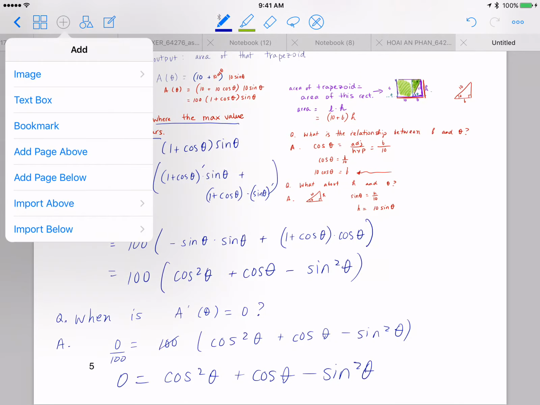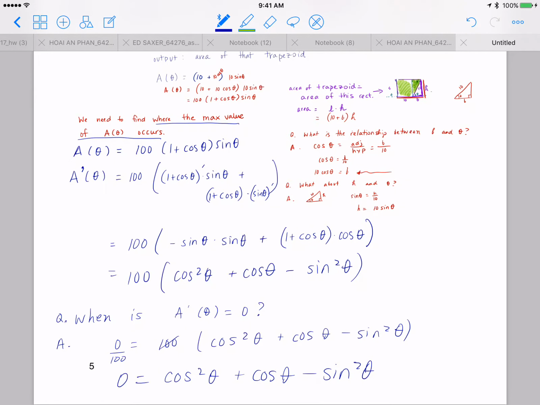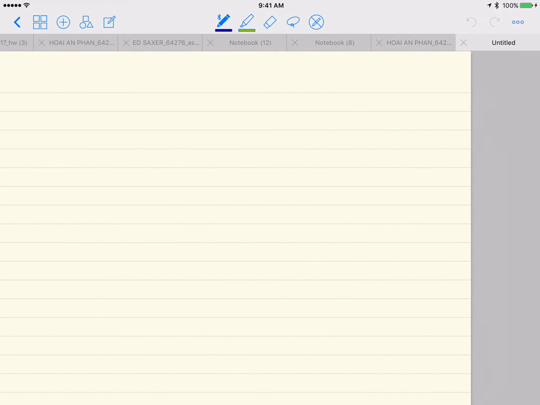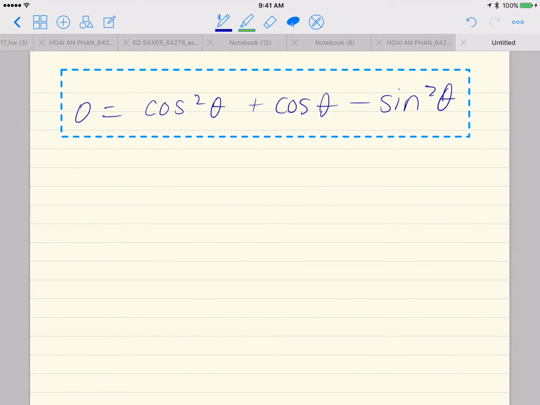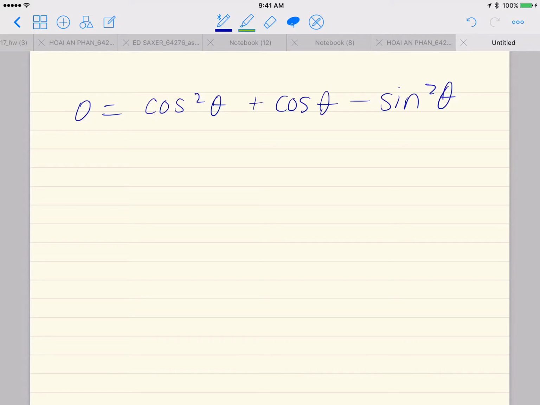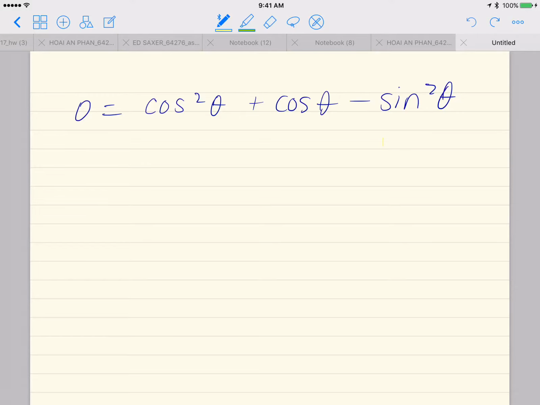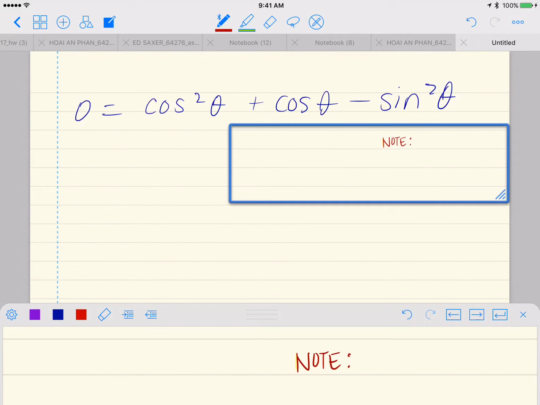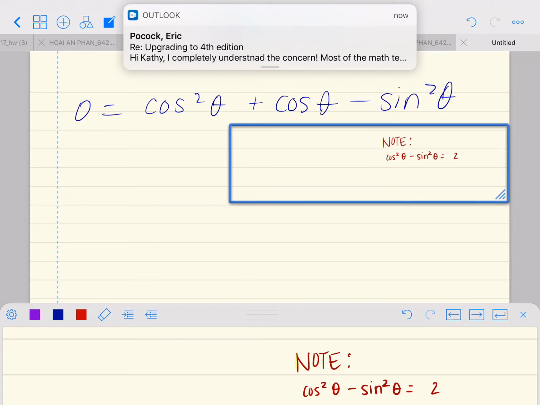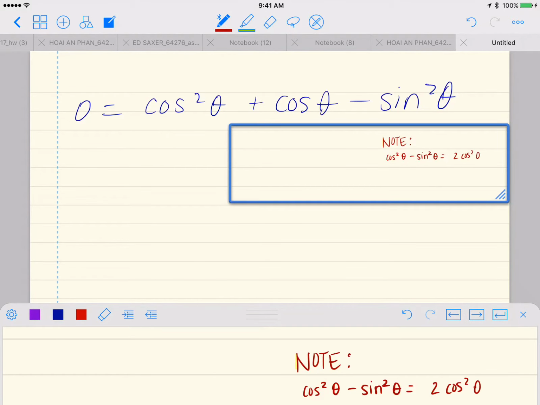And now it's going to be kind of difficult to work with this. Let me actually copy. It'll be difficult to solve this in its current form, so we use the fact that there's a trig identity involving cosine squared theta minus sine squared theta. Okay, so this is what we're trying to solve. So let me put it as a side note here. The side note is that cosine squared theta minus sine squared theta is equal to, I think it is, 2 cosine squared theta minus 1.